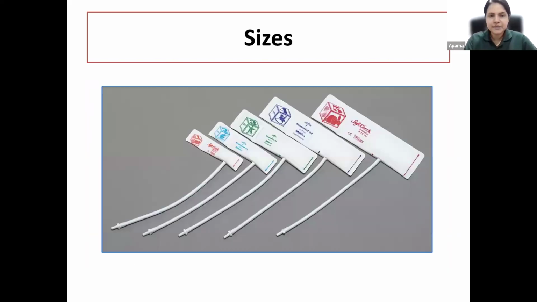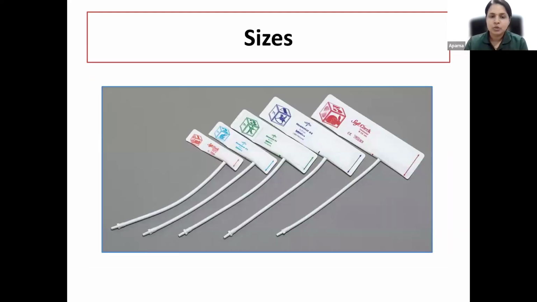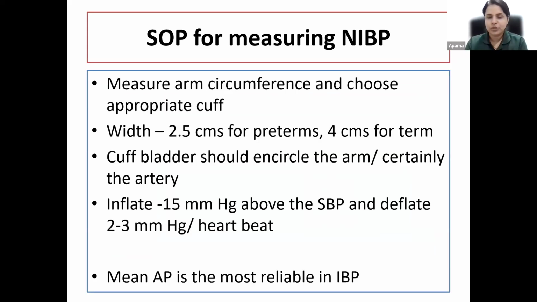Now, what are the different sizes available in terms of NIBP cuffs? So NIBP cuffs are very similar to the adult sphygmomanometers. We have 5 different sizes of NIBP cuffs starting from 1 to 5. These come in different sizes based on the gestational age of the baby and the measured mid-arm circumference. We decide which cuff to use. Now, the procedure for measuring the non-invasive blood pressure is as follows. First, you measure the arm circumference and choose the appropriate cuff.